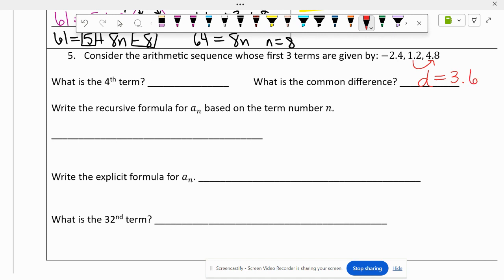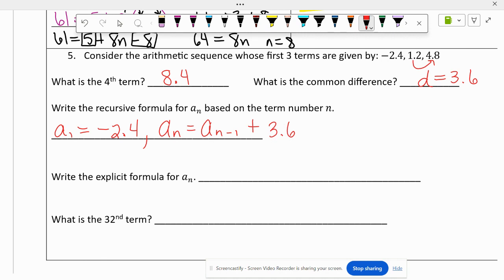So the 4th term is what? What is 4.8 plus 3.6? I think it's 8.4. Okay, 8.4. It says, write the recursive formula for a of n. Well, I have to start with my first term, a sub 1 equals negative 2.4. A of n equals my previous term, a of n minus 1, plus what am I adding each time? 3.6.